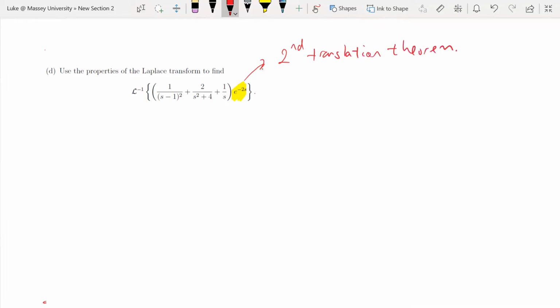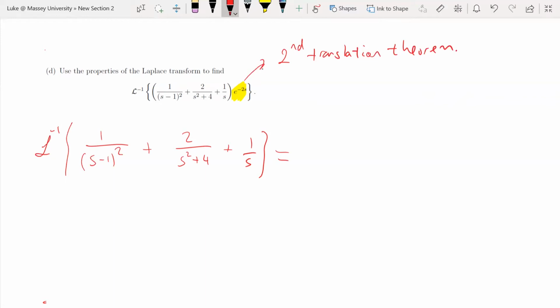Okay. So the first thing I'm going to do is ignore that exponential. I'm going to look at the inverse Laplace transform of 1 over (s minus 1) squared plus 2 over s squared plus 4 plus 1 over s. I'm going to ignore the exponential for now. These are actually fairly easy inverse Laplace transforms to find, right?